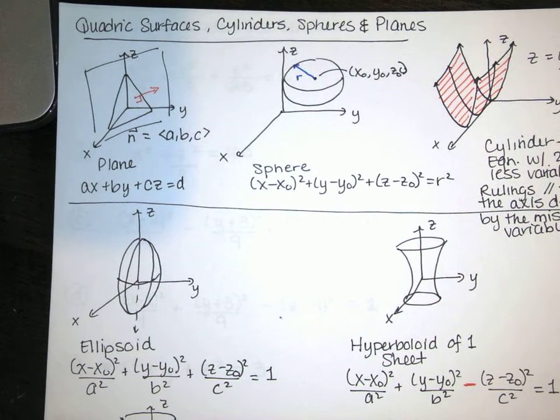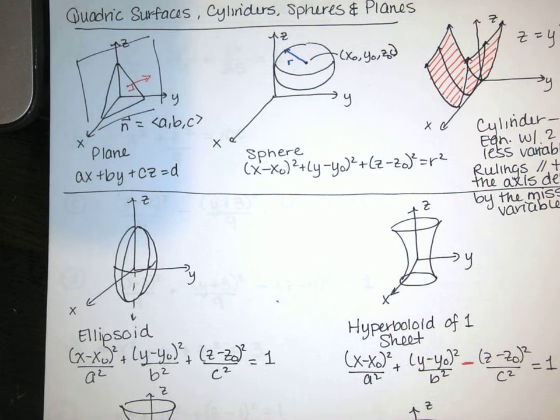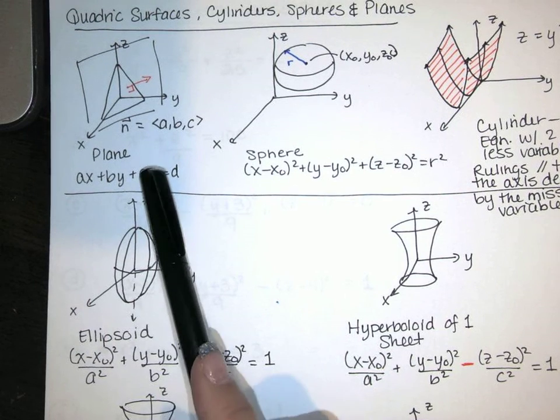In this video, we're going to review all the types of surfaces we've studied so far in our course, and then we are going to look at some equations and try to figure out what they look like, figure out what their graphs look like. So here's our first surface.